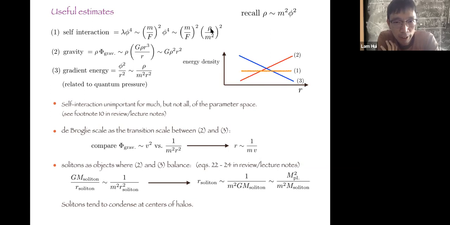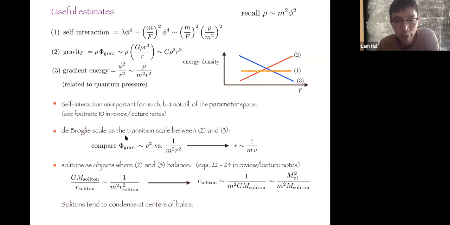All right, good. Second point I want to make is, let's imagine, once again, that self-interaction can be ignored. So let me ignore it for now. So I'm just going to focus on two and three, right? And for two and three, the interesting question to ask is, where is this scale where it crosses over from being quantum pressure dominated or gradient energy dominated to gravity dominated? What is the crossover scale? Well, actually, it's very easy to estimate.